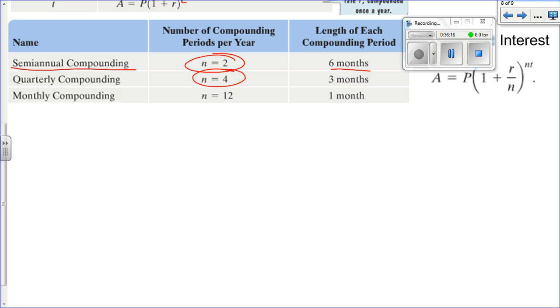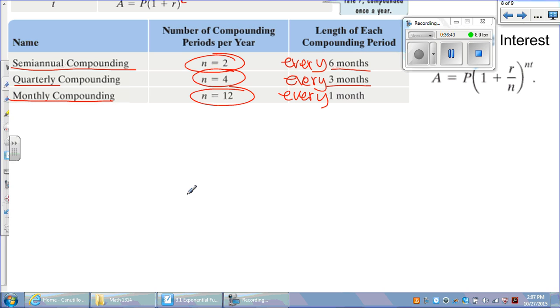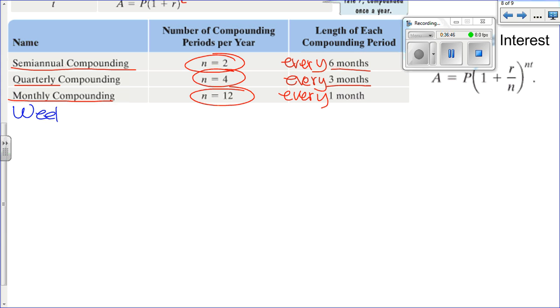For n equals 4, that means quarterly. That means it happens 4 times a year. If you divide a year of 12 months by 4, what do you get? 3. So you could say every 3 months. Of course, we have monthly. Monthly is equal to 12, and so that will happen every month. We could also have, and please write this down, weekly, so that will be n is equal to 52.